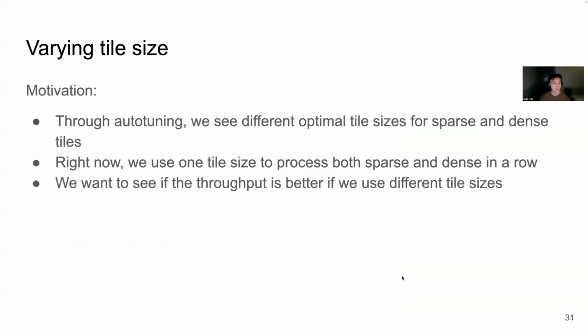So the next thing I want to talk about is varying tile size. The motivation: through auto tuning, we saw that there are different optimal tile sizes for sparse and dense tiles. For sparse, we may have a rectangle tile that's the most optimal, whereas for dense, we might have a square tile. Right now, we're only able to use one tile size to process both sparse and dense in a row. Our goal is to see if we can achieve better throughput if we allow the sparse tiles to use an optimal sparse configuration and the dense ones to use the optimal dense configuration.